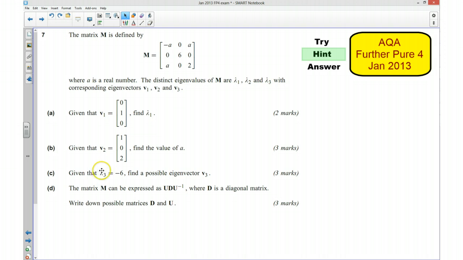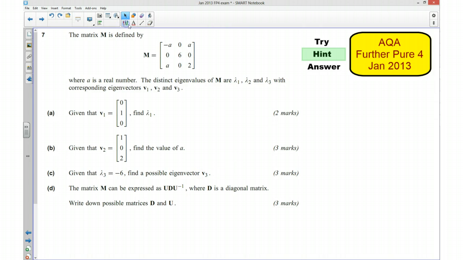Similarly, for part B, we would do the same thing again, and we should be able to set up equations that will help us find the value of A and the second eigenvalue. Okay, for part C, this time we're given the eigenvalue and we want to find the possible eigenvector.